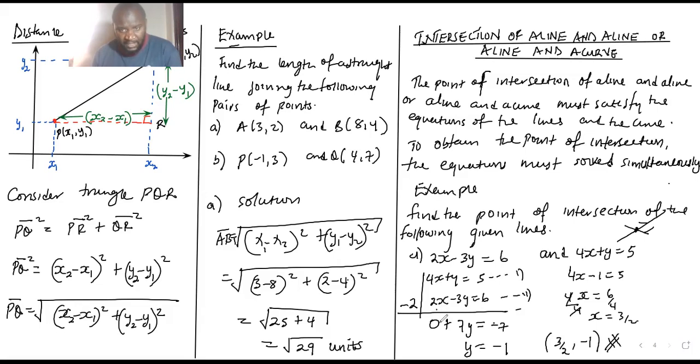4x minus 4x, I got a 0. Negative 2 multiplied by the 3y gave us a positive 6y, plus y, a 7y. The negative 2 multiplied by the 6 gave us a negative 12, plus 5, a negative 7. That is how I've realized y is negative 1. And after realizing y is negative 1, go ahead and investigate other items and see how you can have the value of x also obtained.